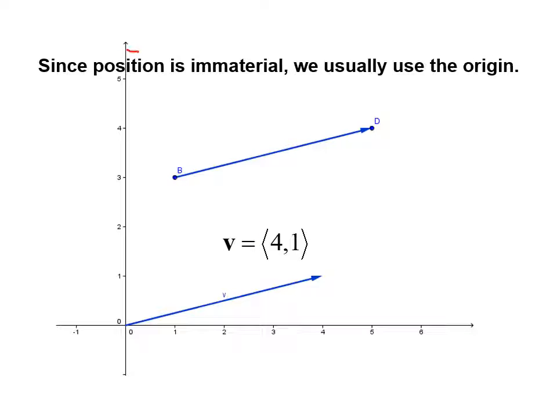Now again, let me point out that the position is immaterial, and so the vector going from the origin to the point (4, 1) is the same vector as the vector BD.